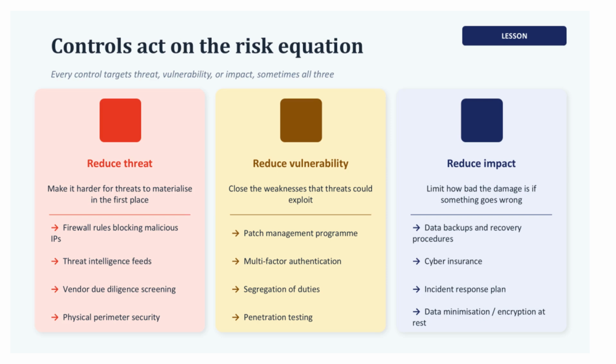If I'm talking about reducing the threat, take firewall rules. A firewall checks traffic trying to enter your network and blocks known bad sources. It reduces the threat by keeping some attackers out before they even try anything. Now, vendor due diligence means checking a supplier's security before you work with them. It reduces the chances of a third-party threat entering through that relationship.